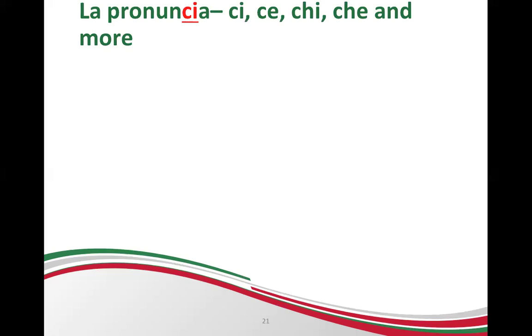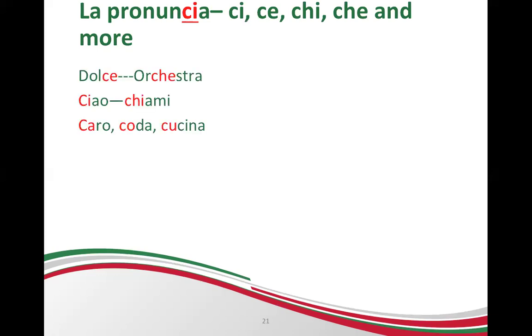After we went into those vowels, I showed you one of the more tricky aspects of Italian pronunciation, la pronuncia of ci, ce, chi, che, and beyond. And this is something that's not difficult to explain, but it takes a really long time to make a habit. So let's review the rule that you all figured out. We have dolce, orchestra, che, che, dolce, orchestra. Next, ciao, chiami, chi, chi, ciao, chiami. So there's a difference there.